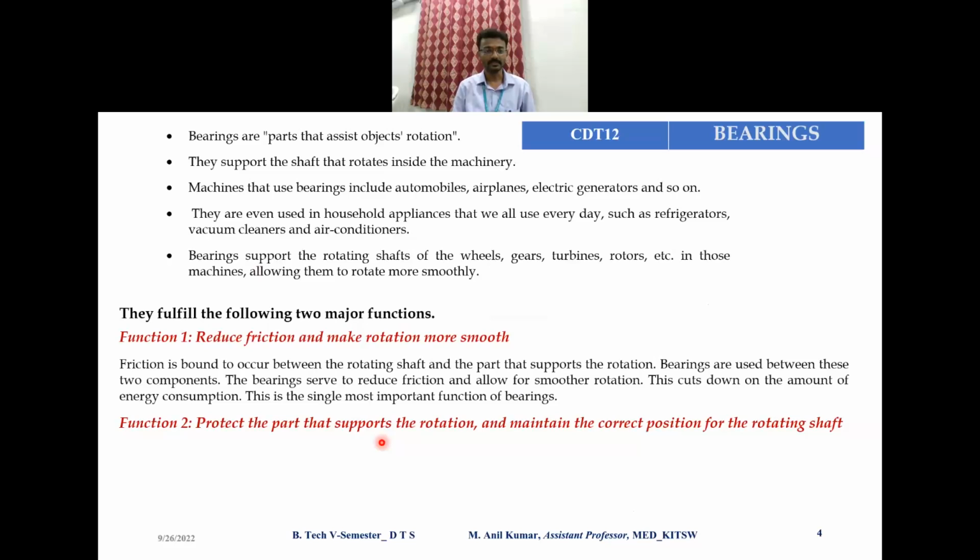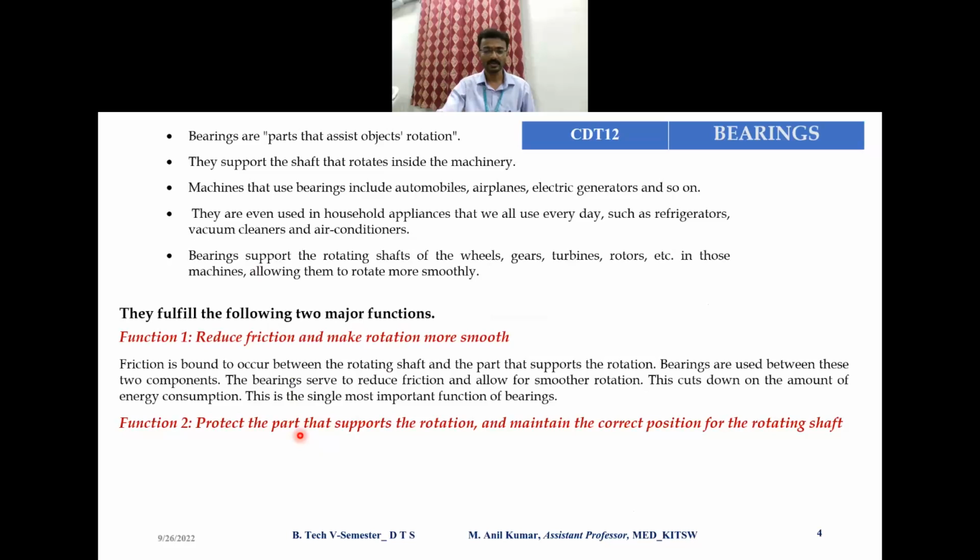Dear students, the first function is to reduce friction and make the rotation smoother. Here, friction is bound to occur between the rotating shaft and the part that supports the rotation. Bearings are used between these two components, and they serve to reduce the friction and allow for smoother rotation. This cuts down the amount of energy consumption, and it is the single most important function of bearings.